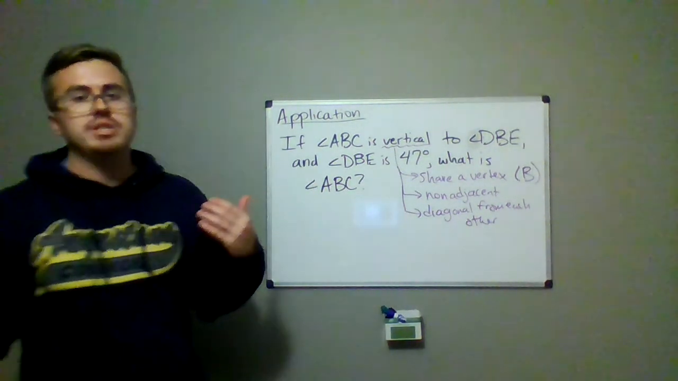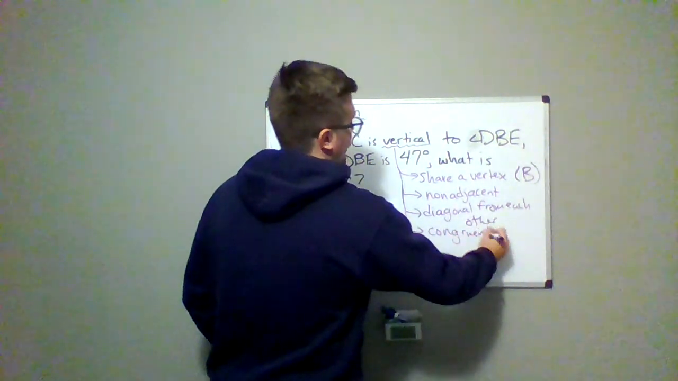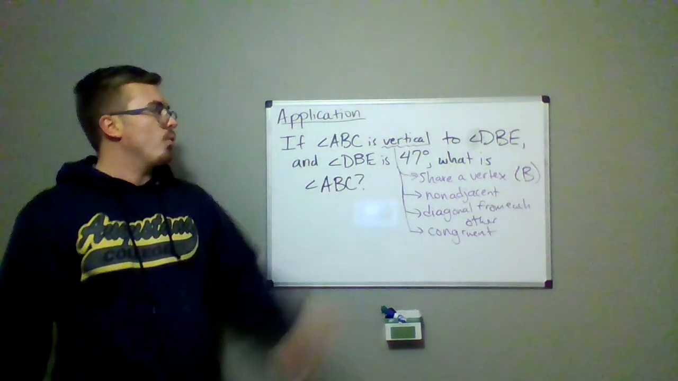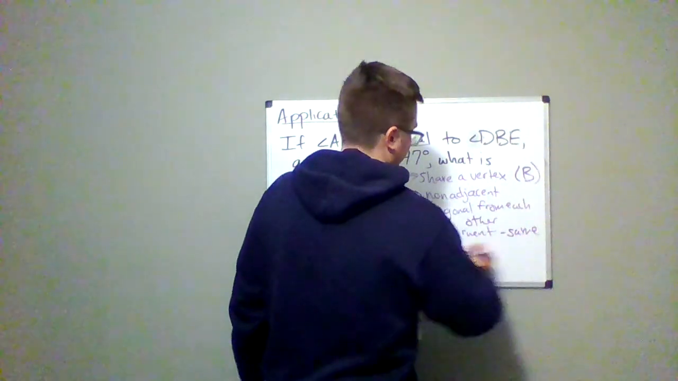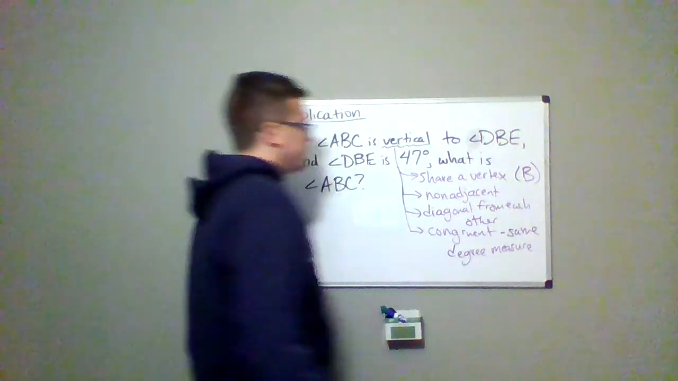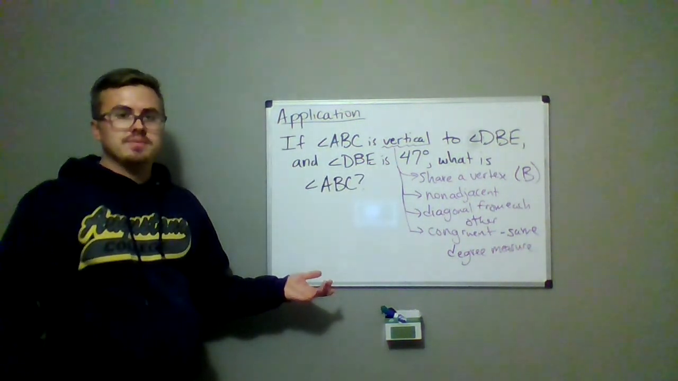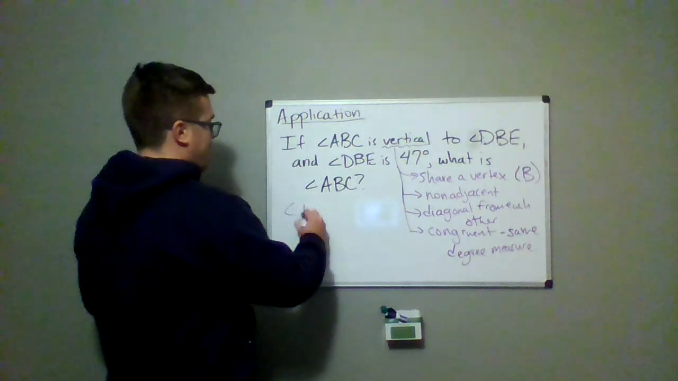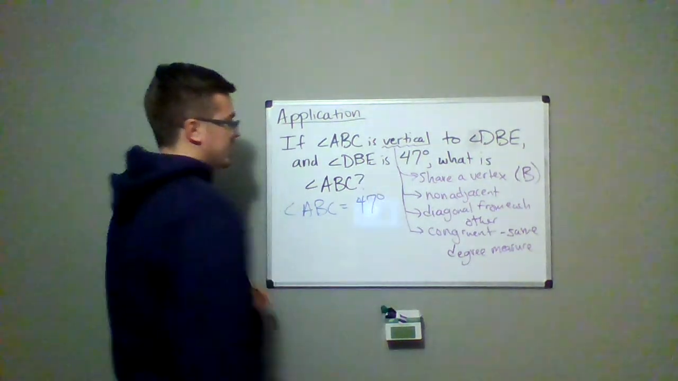And then the last most important piece to it is that they are congruent. And that's going to tell us exactly what we need to do. Because if DBE is 47, well, what does congruent mean? Congruent means the same degree measure. So if DBE is 47, that means that ABC has to be what? Good. ABC has to be 47. Angle ABC is equal to 47 degrees.